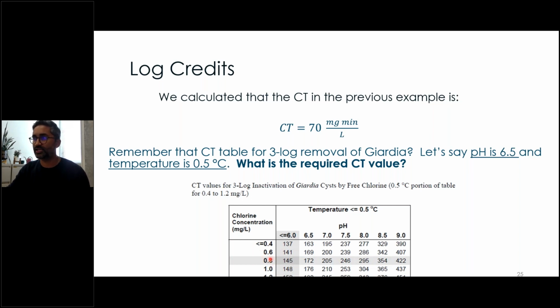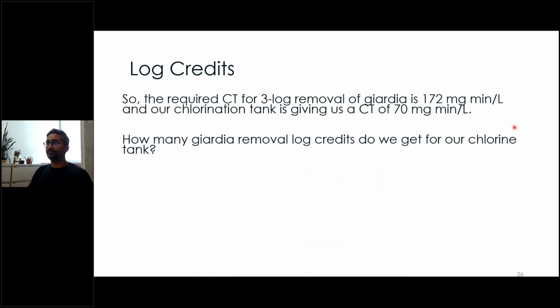Saw that in the earlier slide. So the CT that I need for 3 log removal is 172. Okay, I need 172. What I have is 70. So based on that, I know that I'm undershooting for 3 log removal.